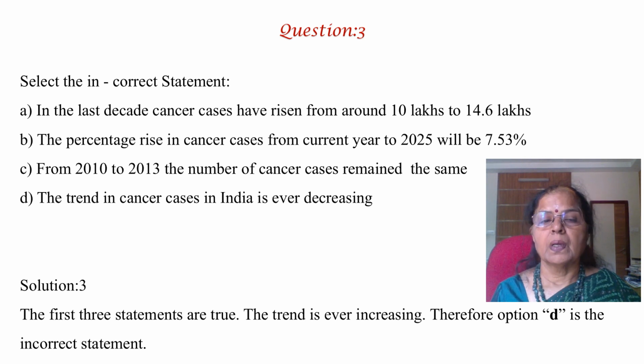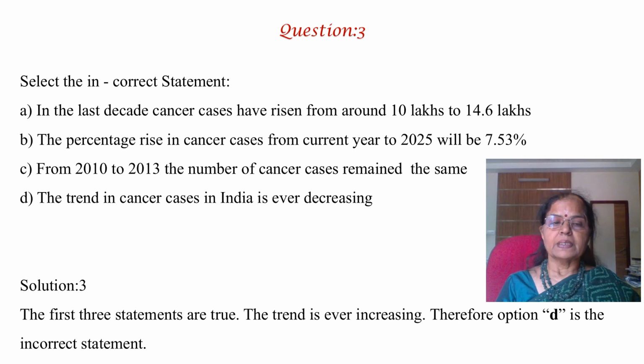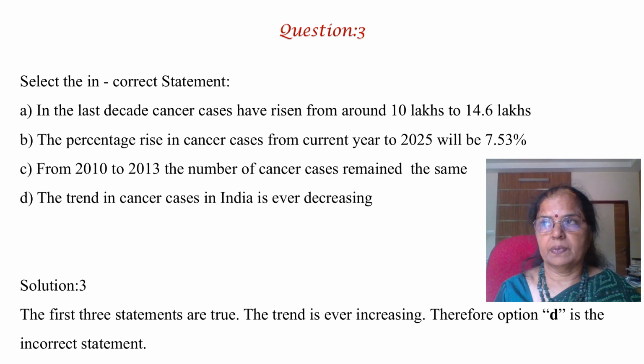Now, look at the third question. Select the incorrect statement. Select the wrong statement, incorrect. The first statement is, in the last decade, cancer cases have risen from around 10 lakhs to 14.6 lakhs. Yes, it is true, correct. And the B, the percentage rise in cancer cases from current year to 2025 will be 7.53%. See, we have already worked out the previous question, question number 2, we got the percentage rise from the current year 2023 to 25, and we got the answer 7.53.